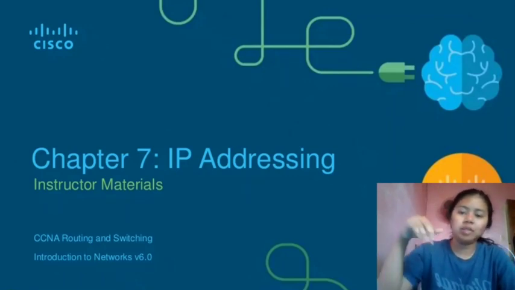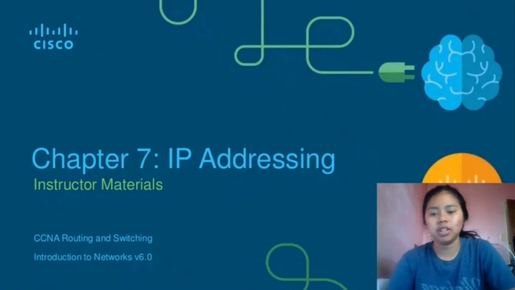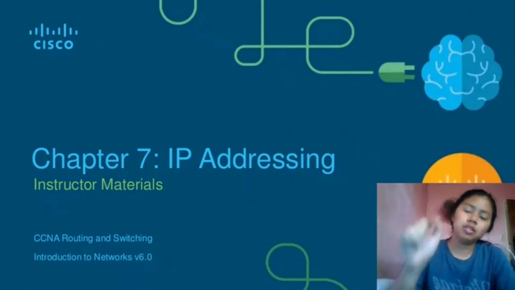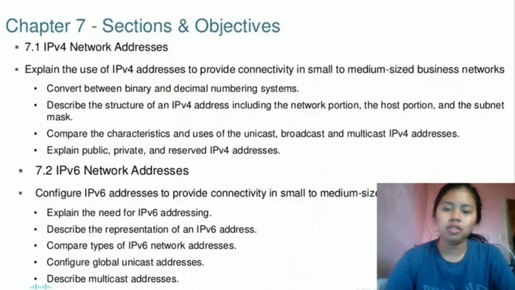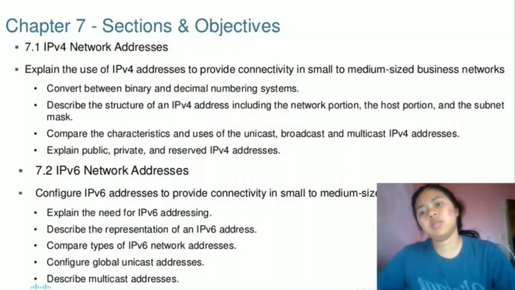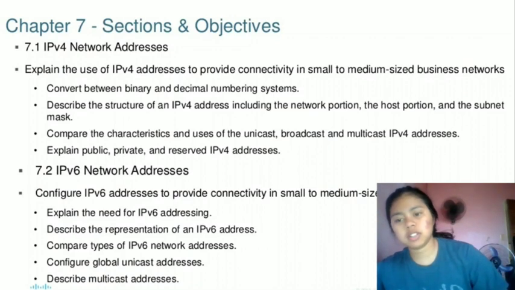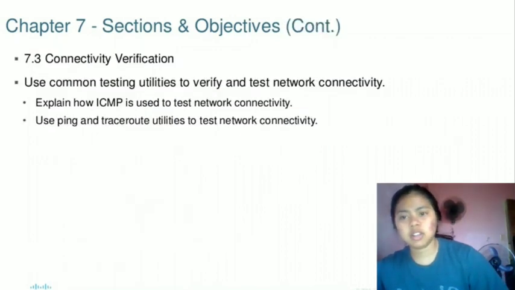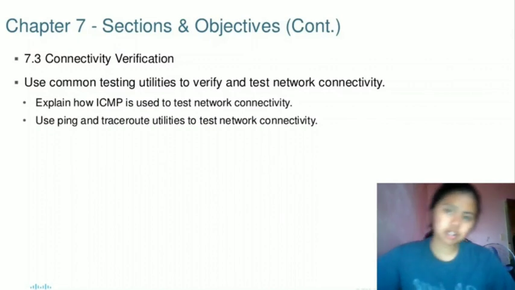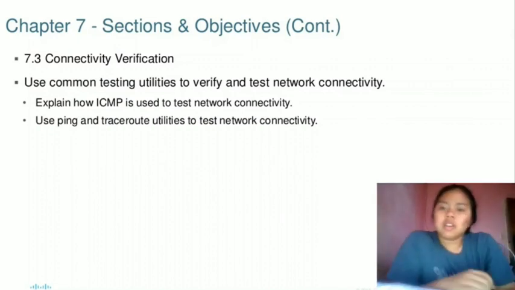We'll do the chapter 7 summary, IP addressing. So let's start the discussion. The sections and objectives: IPv4 network addresses, IPv6 network addresses, and connectivity verification.